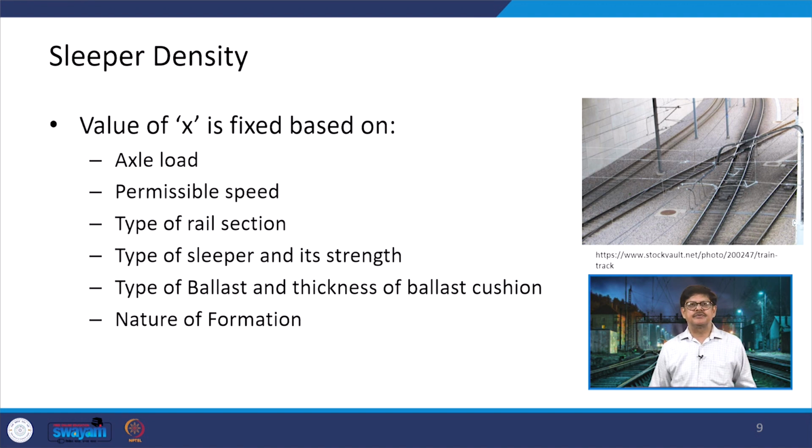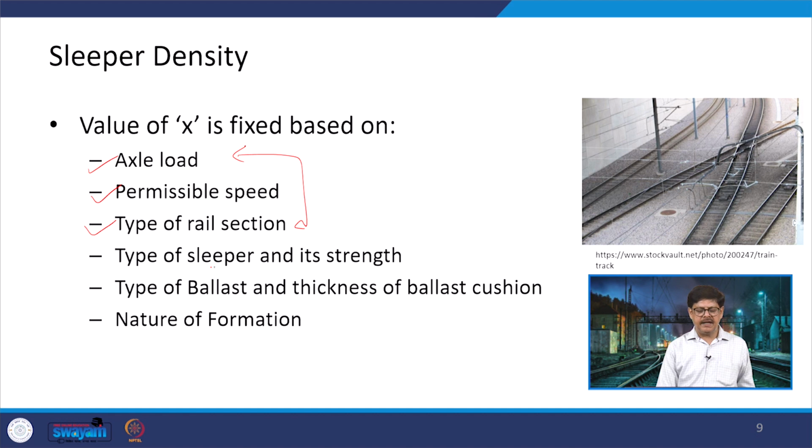Now, the value of x is fixed based on a number of factors. What is the load which is coming? The axial load will be there. This axial load will come from the locomotives. There are different types of wheel-axle combinations, and there will be load coming through those axles. Then the permissible speed, and the type of the rail section which we are using at the bottom, because the axial load and the type of the rail section are correlated. We talked about the formula that 560 multiplied by the sectional weight is the axial load which a rail can bear. So, they are correlated in that form.